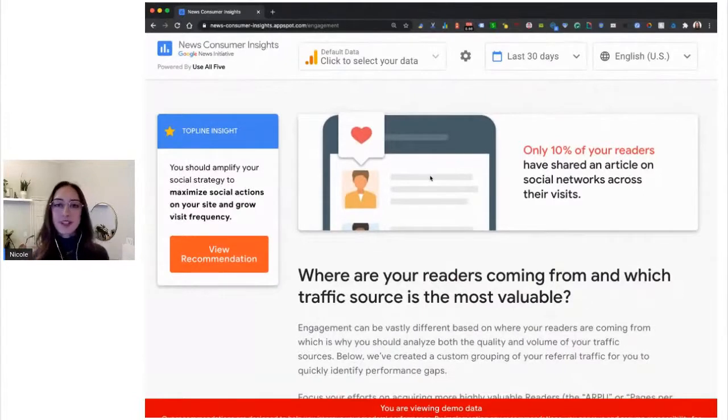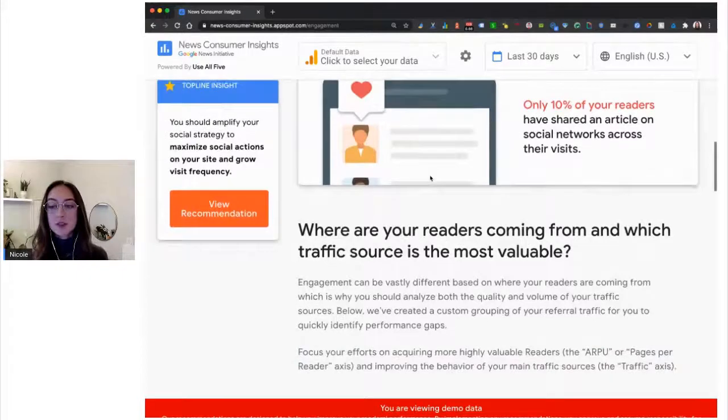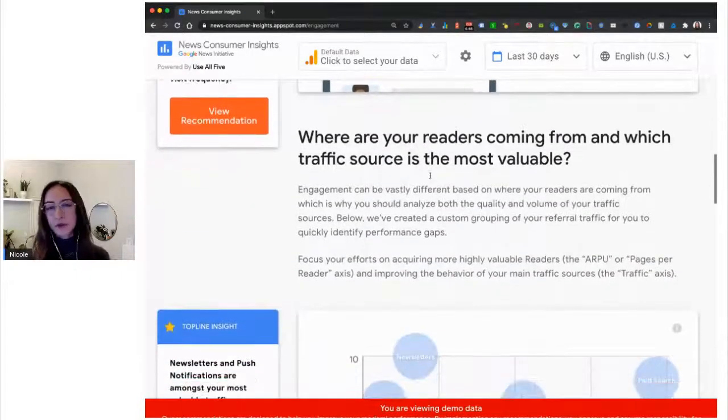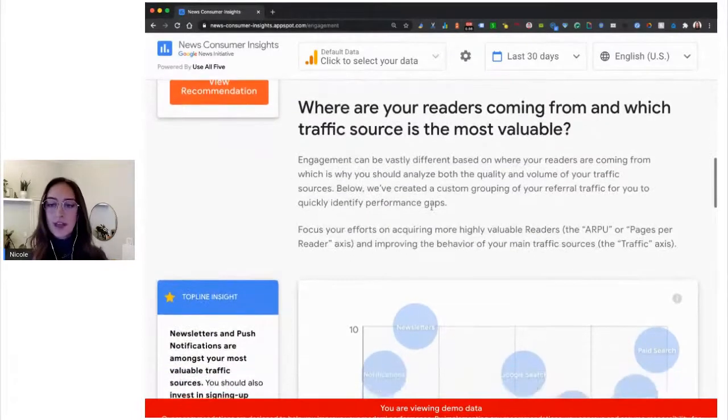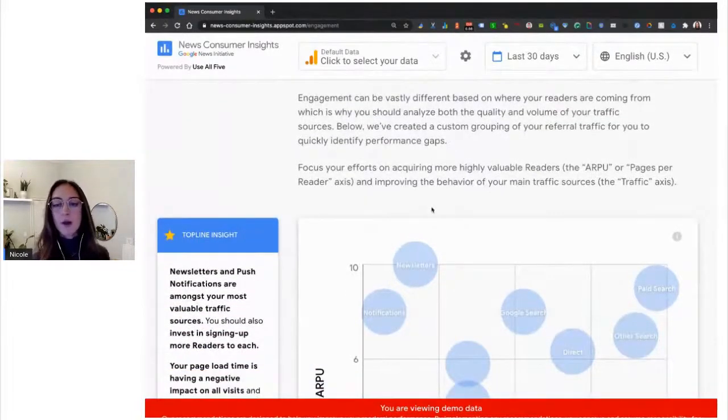And then what will populate here is talking a little bit about your social networks. And so what we're saying here is only 10% of your readers have shared an article on social networks across their visits. And so what we have been doing is trying to better understand where your readers are coming from and which traffic source may be the most valuable. And so as we scroll, it will show that engagement can be different based on where those readers are coming from, which is why you want to understand not only the quality of the traffic, but also the volume of your traffic.